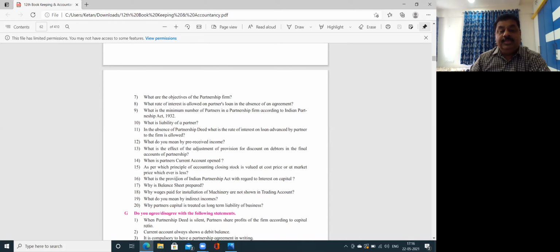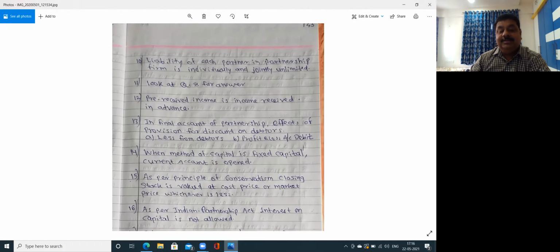Now 15 number. As per which principle of accounting is closing stock valued at cost price or market price, whichever is less? This is your favourite question. We like this question since 11th standard, you know. As per the principle of conservatism, closing stock is valued at cost price or market price, whichever is less. So the answer is the principle of conservatism, or you can say the concept of conservatism.